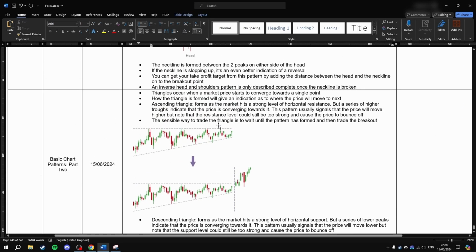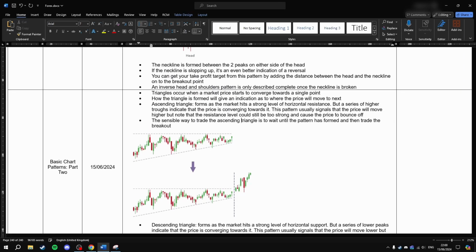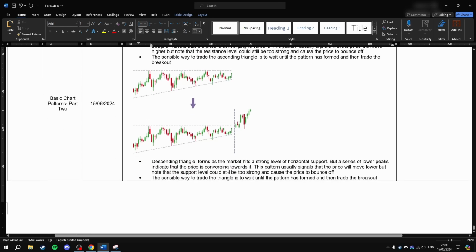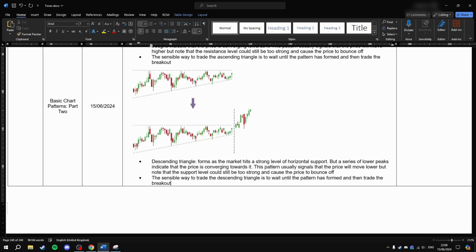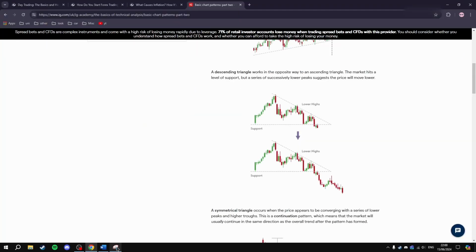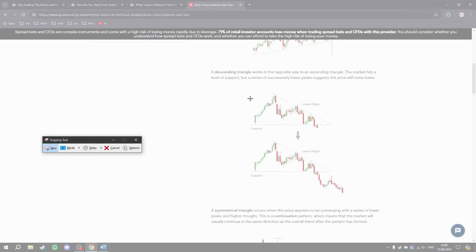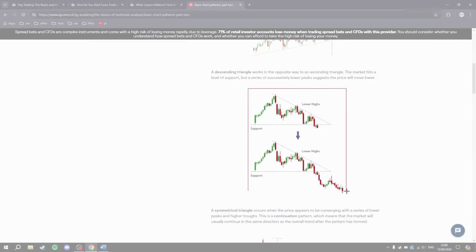So I should probably name the ascending triangle, the descending triangle. Then we've got an image here.